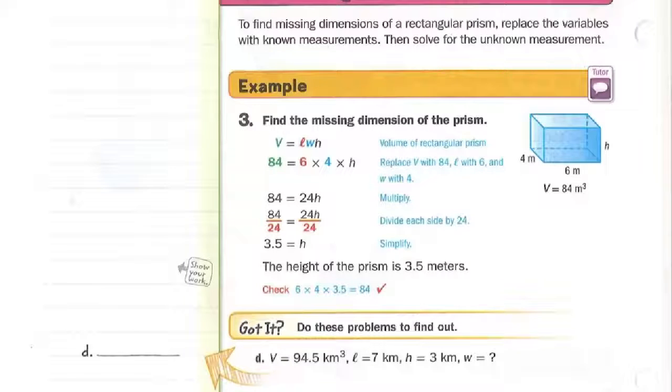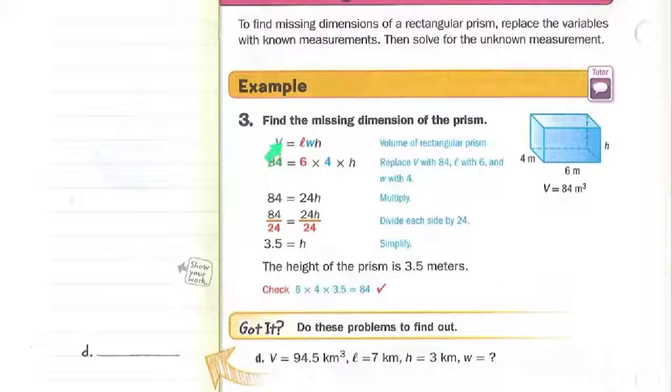All right, now we get to the tough stuff. We have to be able to find the missing dimensions. And you know, when we do this, we use our algebra skills that we have been learning so far in this unit. To find missing dimensions of a rectangular prism, replace the variables with known measurements, then solve for the unknown measurement. This is what we've done before when we've done the area of a triangle and the area of a trapezoid and the area of a rectangular parallelogram.